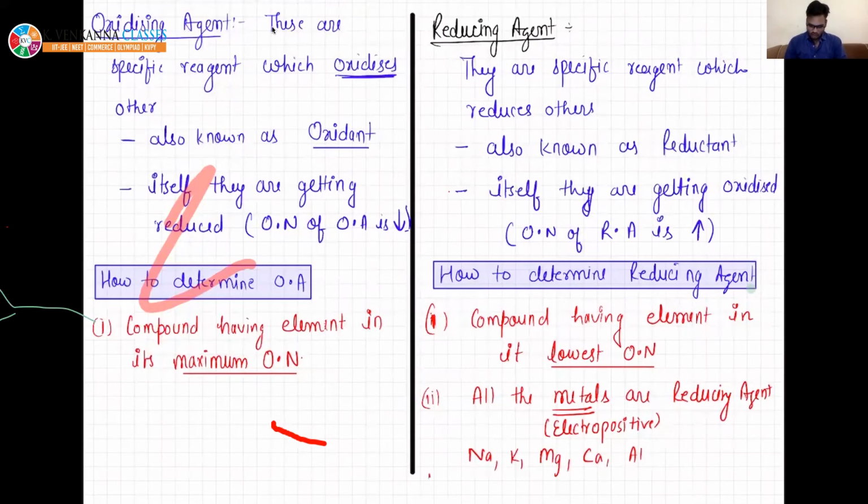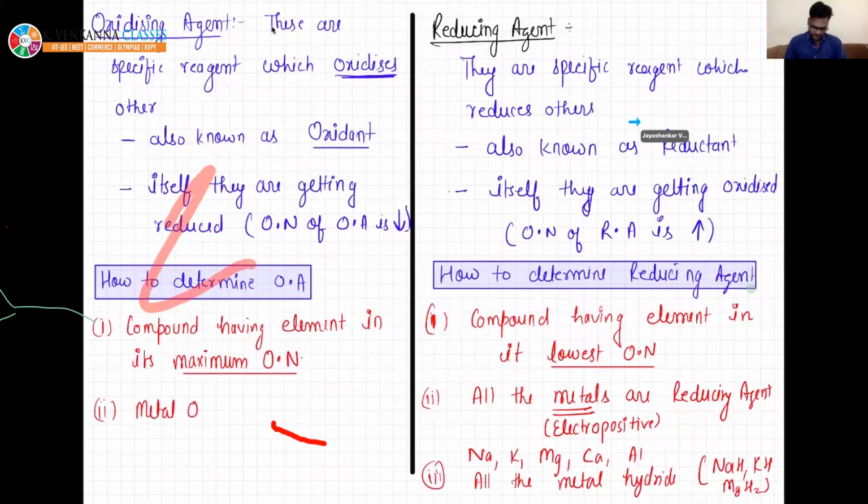Now the next, all the metal hydrides like NaH, KH, MgH2 behave as reducing agents. In this case, metal oxides behave as oxidizing agents.